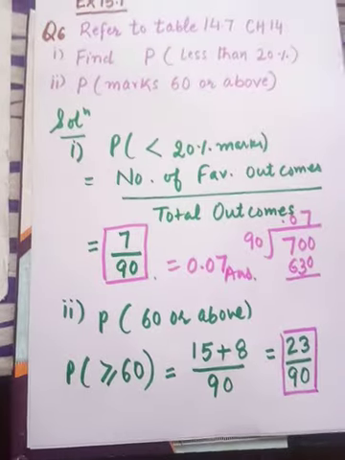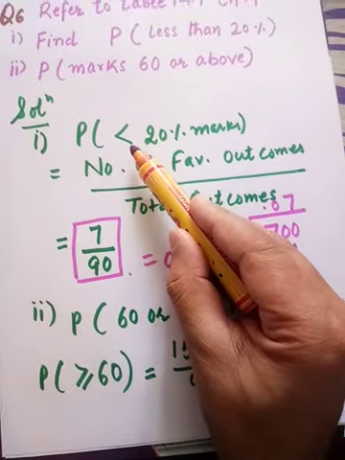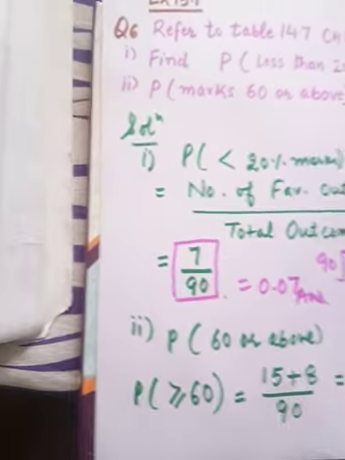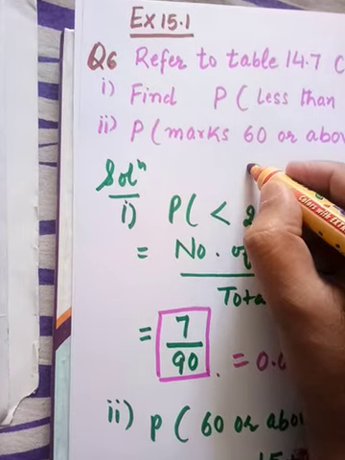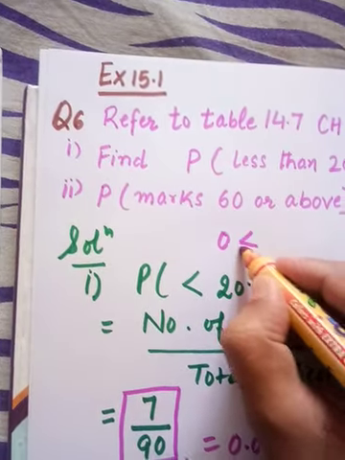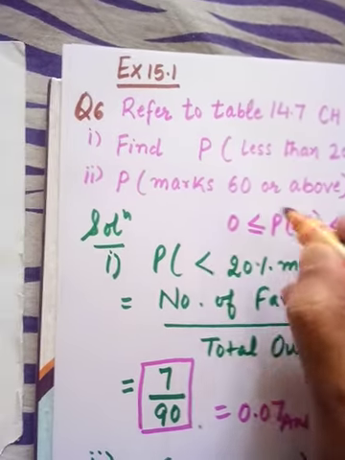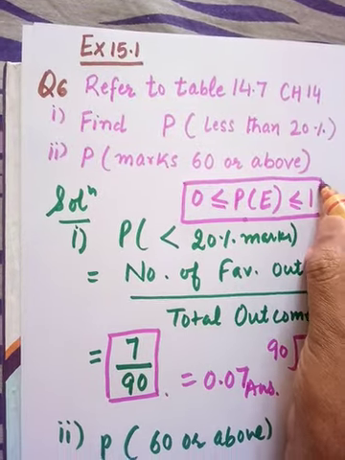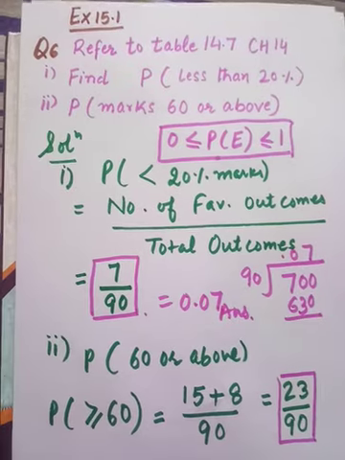So I think you are able to understand how we can use the symbols also in probability, the less than symbol, greater than and equal to. That's why you must have seen over there that the minimum value of the probability is 0 and the maximum is 1. So that's why I represented it as 0 is less than or equal to P of E is less than or equal to 1. This notation we have used earlier also. This is a very important notation. So I hope you are done with this question.